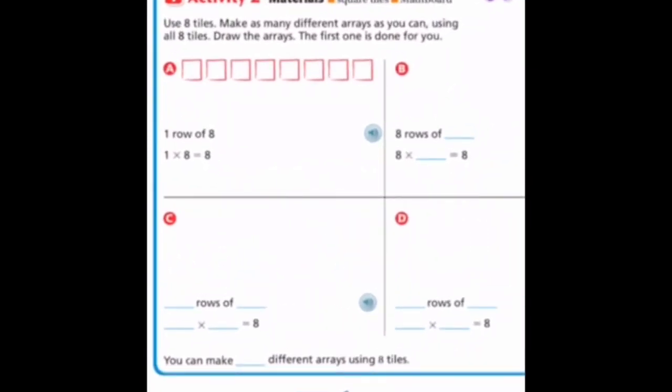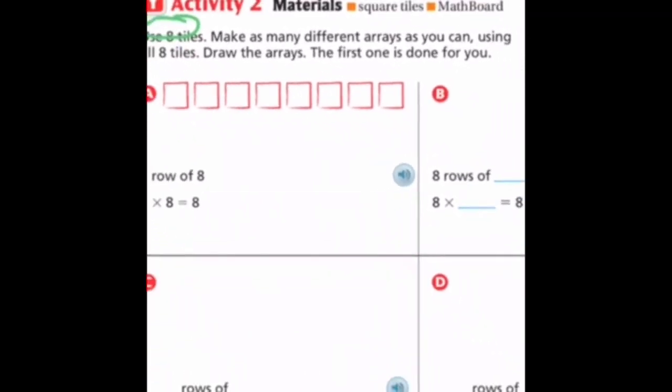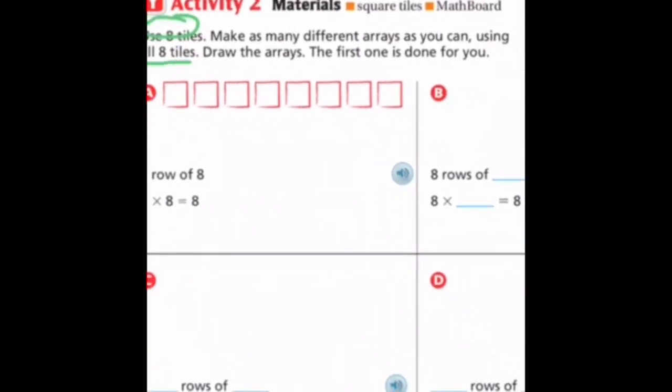Okay, here it says to use 8 tiles. Make as many different arrays as you can using all 8 tiles. Draw the arrays. The first one is done for you. And we'll have some problems like this on quizzes and tests. And I have a strategy for you that you can use, okay?